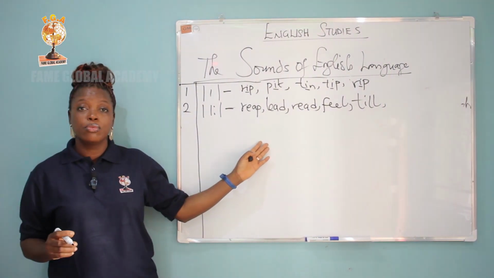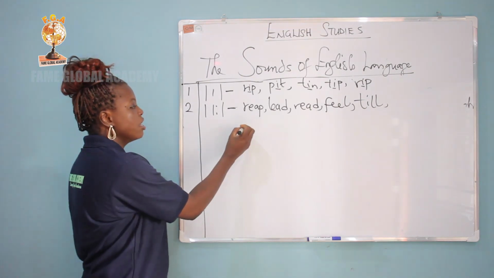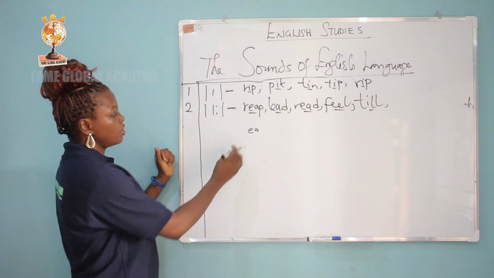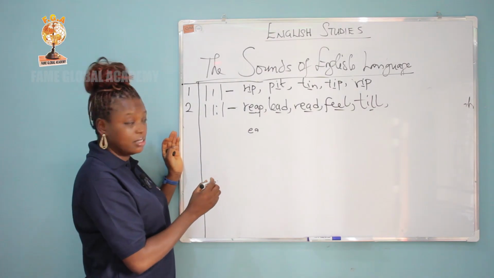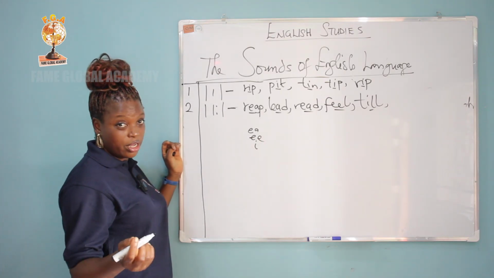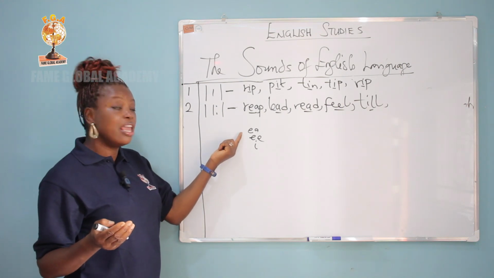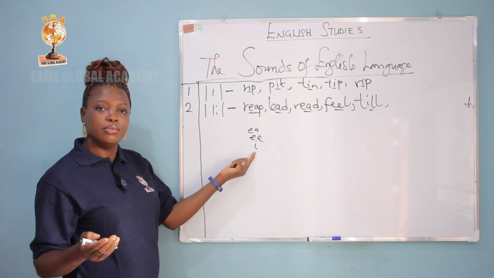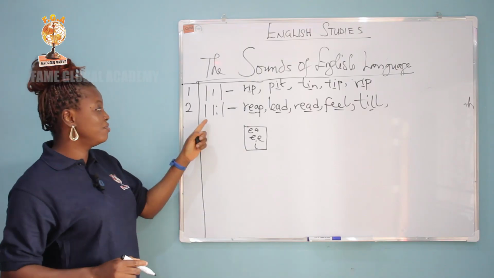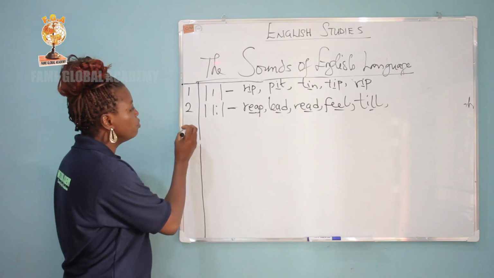If you look very carefully, you realize that these words have E-A underlined, and the long E is represented by the underlined letters E-A, double E, and sometimes even I. In other words, most words that contain double E, EA, and sometimes I are words that have the long E. So let's move to the third one.